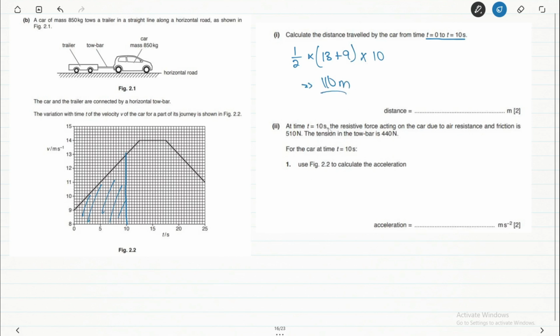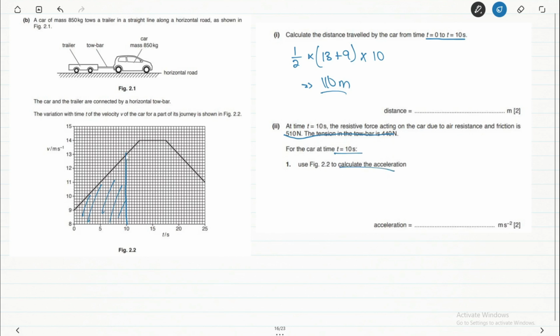At time t equal to 10, the resistive force acting on the car due to air resistance and friction is 510 newtons, and the tension in the tow bar is 440 newtons. This should not concern you right now because I've only screenshotted the kinematics part of the question. So for the car at t equal to 10 seconds, calculate the acceleration.